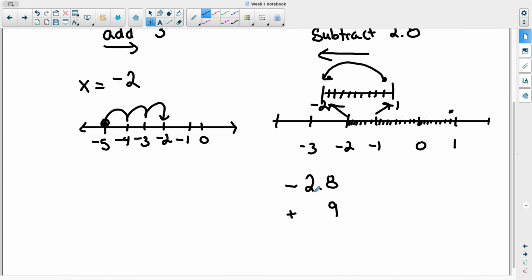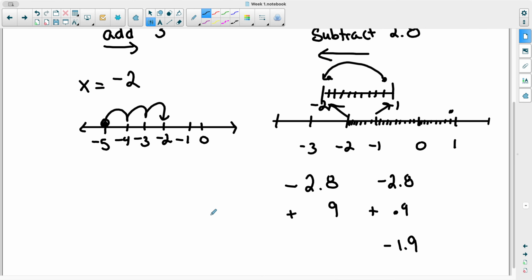Right, so the interesting question is, can we do this? It's kind of weird, but if we started at negative 2.8 and we added 0.9, we would go to the right 9 times, and that would still give us a negative 1.9.